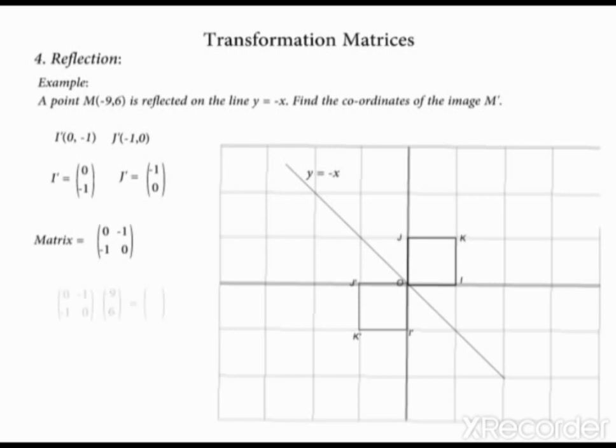We multiply M with that. 0 times minus 9 plus minus 1 times 6 is equal to minus 6. Minus 1 times minus 9 plus 0 times 6 is 9. So M prime has coordinates minus 6, 9. And so you see, by using the unit square and transforming points I and J, we can create the matrices of transformation for special cases and calculate the coordinates of the images.